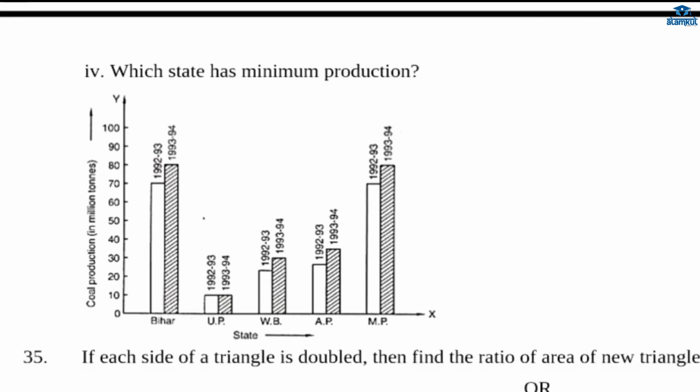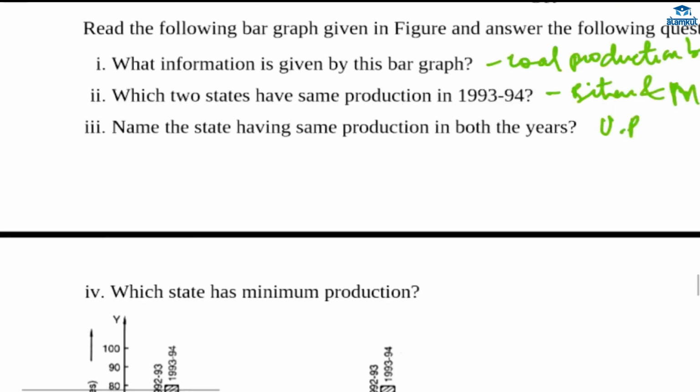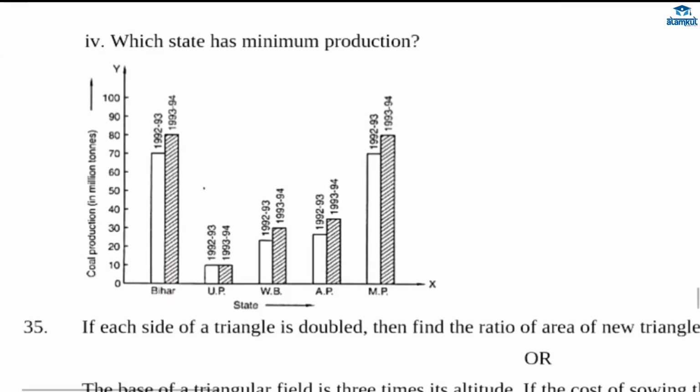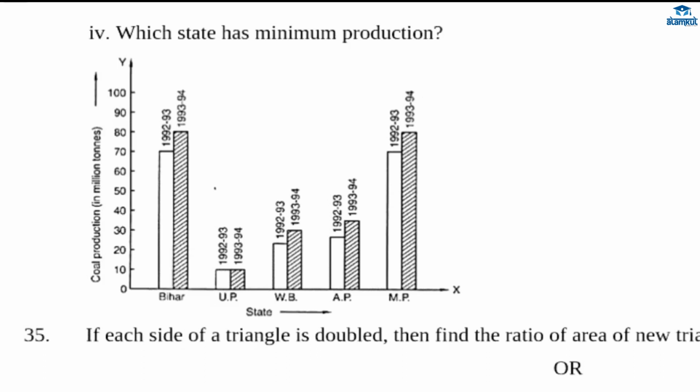Now, the next question: which two states have the same production in 1993 to 1994? Everybody tell me which states. Yes, Razi? Bihar and MP. Yes, Bihar and MP. In 1993 and 1994, Bihar and MP are having the same production.